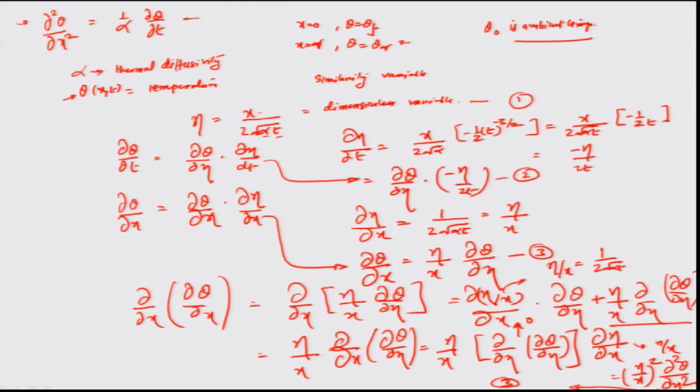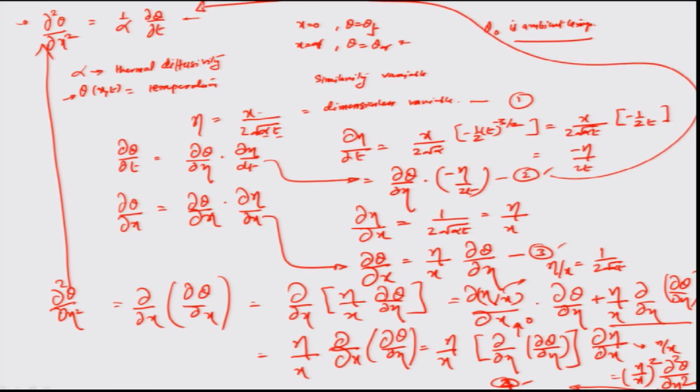So from equation 2, 3, and I am sorry, this is equation 4, from equation 4 we can put the value of del 2 theta by del x 2 into the heat transfer equation right here, and the same way we can put the value of del theta by del eta from 2 back into the heat transfer equation here.